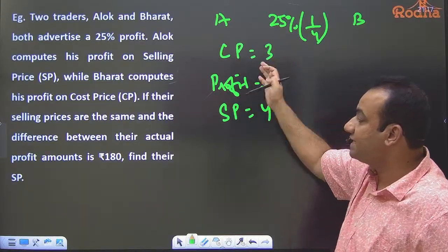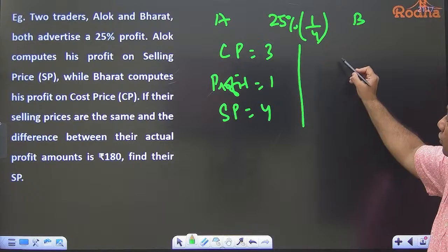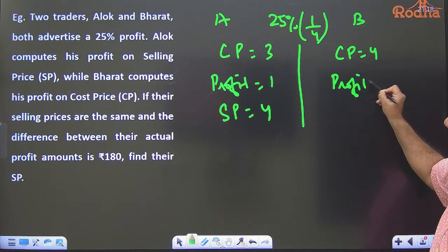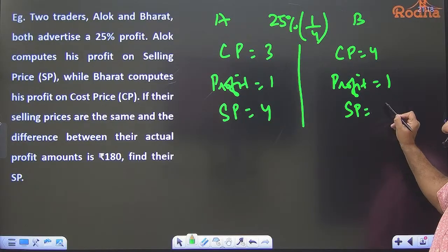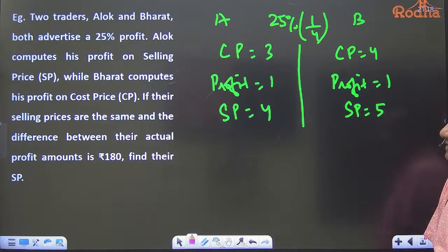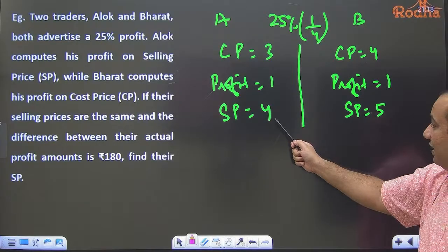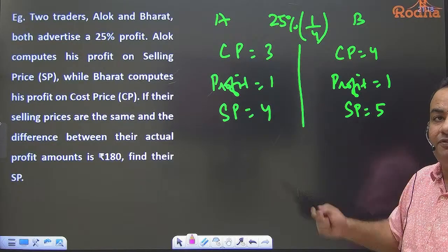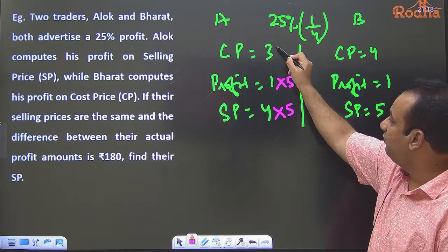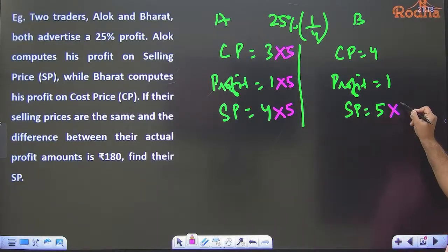But Bharat is calculating on cost price. So according to Bharat, if CP is 4, then his profit is 1 and his selling price is 5. Now it is given that selling price of both of them is same. Here it is 4, here it is 5. So you have to make this value same. LCM of 4 and 5 is 20. Multiply this value by 5, and this value by 4.